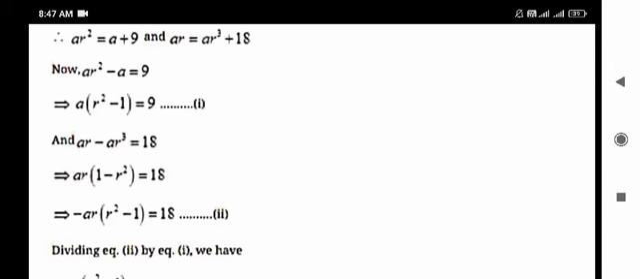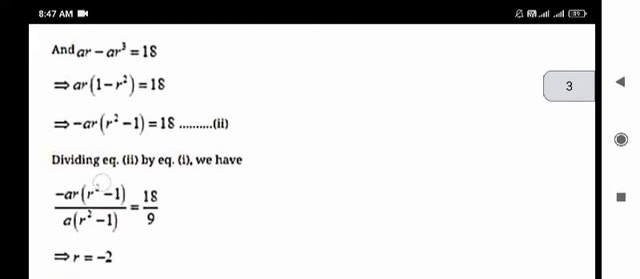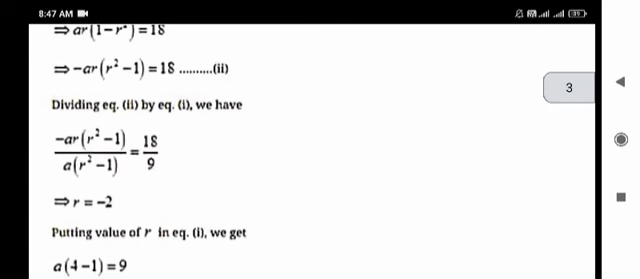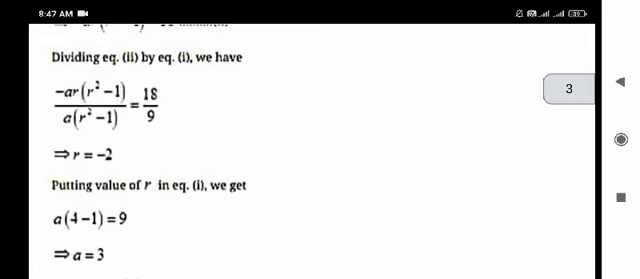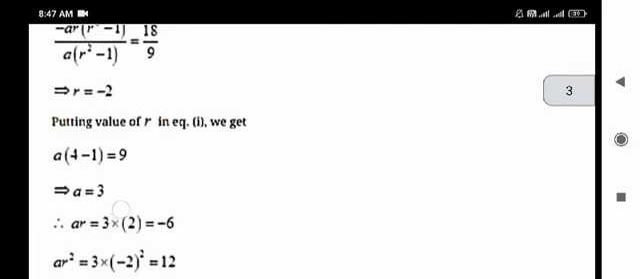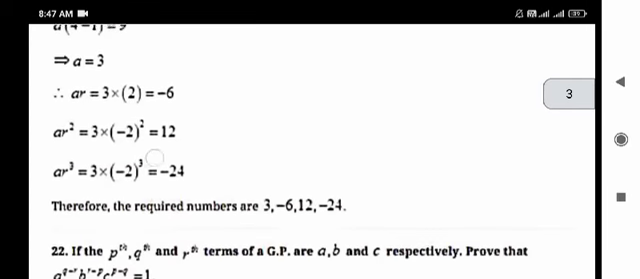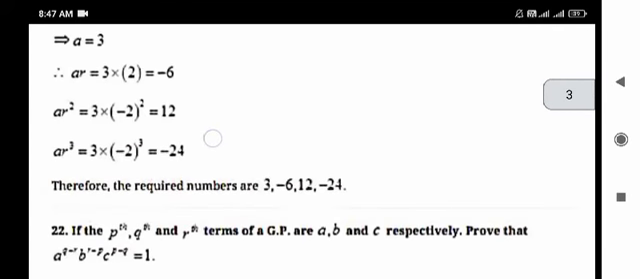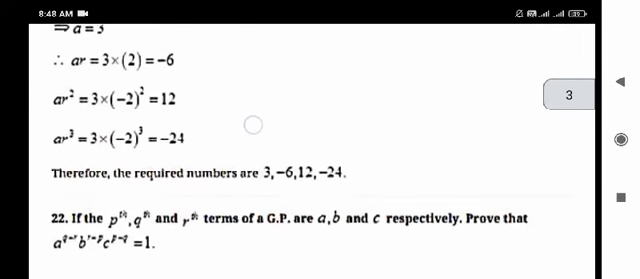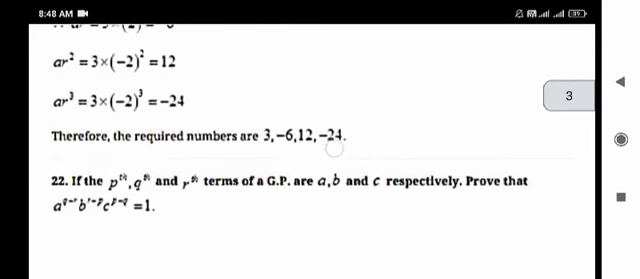Now using these two equations, divide both equations. R square minus 1 and R square minus 1 cancel with each other. We get r as minus 2. Putting the value of r, we simply get the value of a. So these are the required solutions of the given series, that is 3, minus 6, 12, and minus 24.